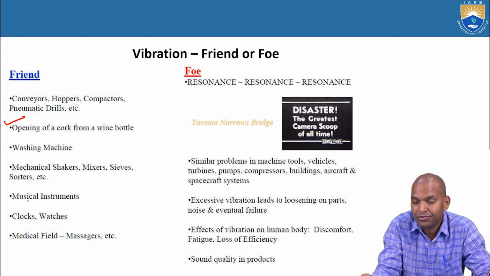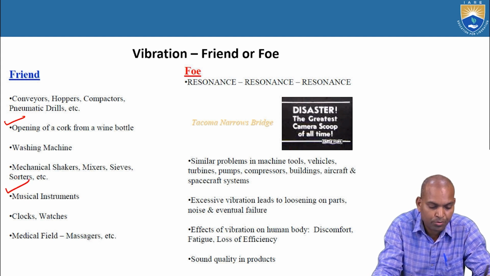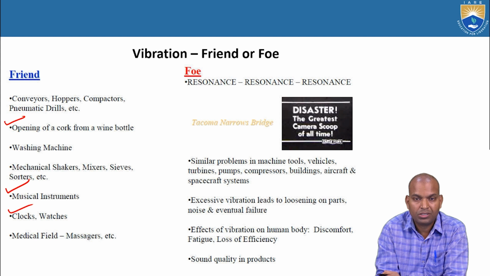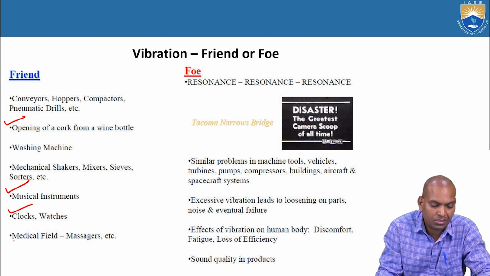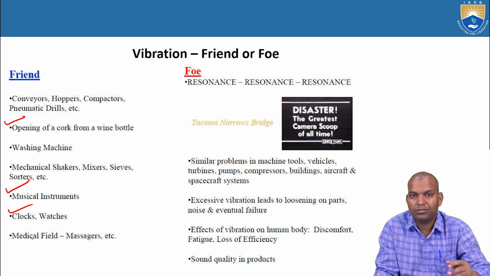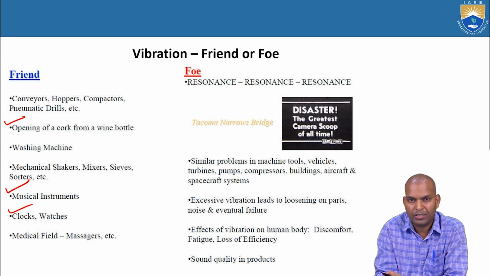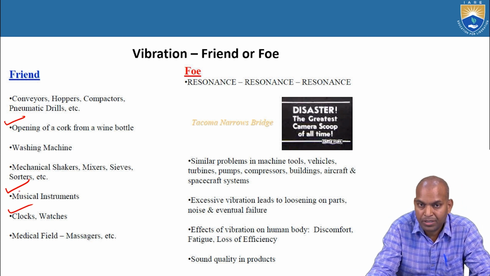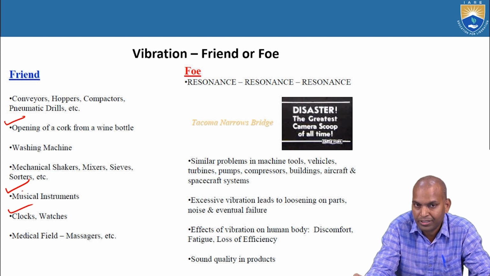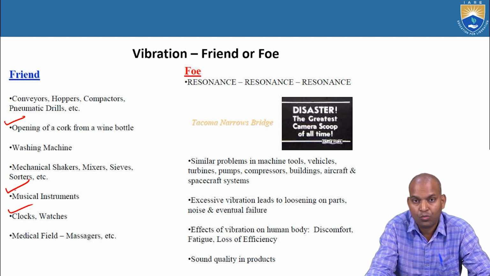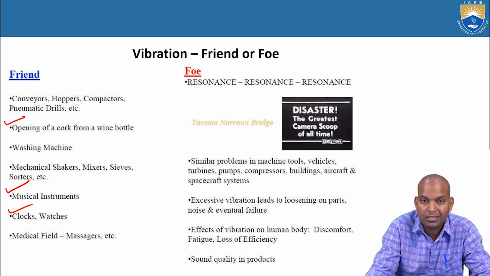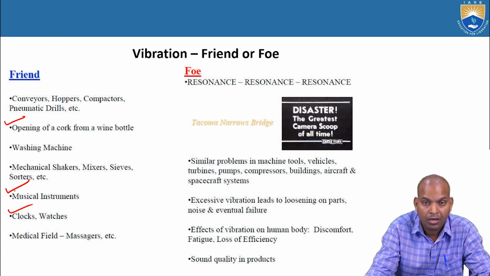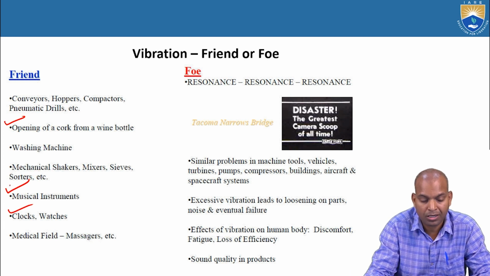Some vibrations are soothing and give relaxation, such as the vibrations from musical instruments. Some come from clocks and watches, and some are useful for massage purposes and medical applications such as massagers. Massagers are used for medical purposes, for example to reduce fat in the body. The vibrations from musical strings give relief. That is also one of the medical purposes, stress relieving. The vibrations that come from musical instruments are highly useful.